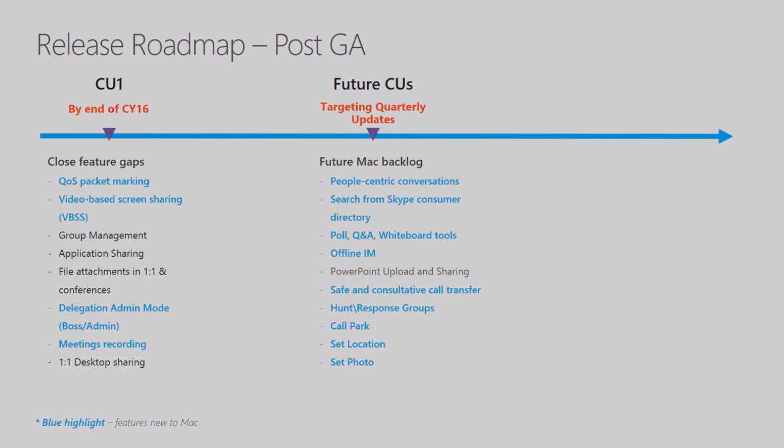So the question is, is VBSS peer-to-peer or in conferences or both? VBSS has a dependency on a server CU for on-prem customers, as you know. So as long as you're on that CU, the conference will support it, and we'll support it in peer-to-peer within that CU1, but not RTM.